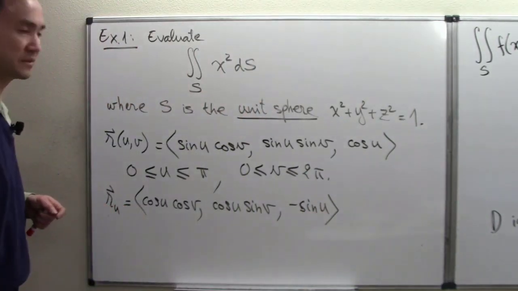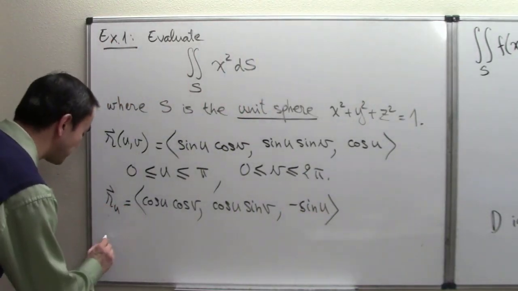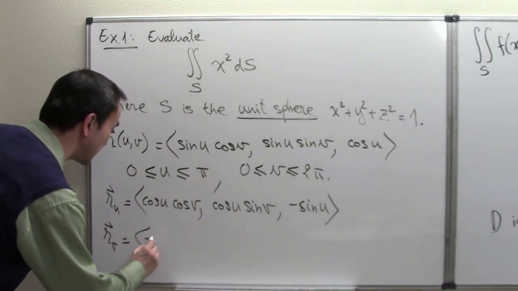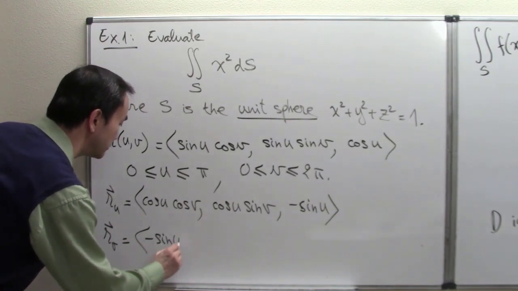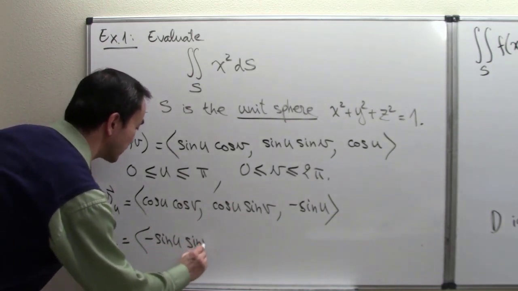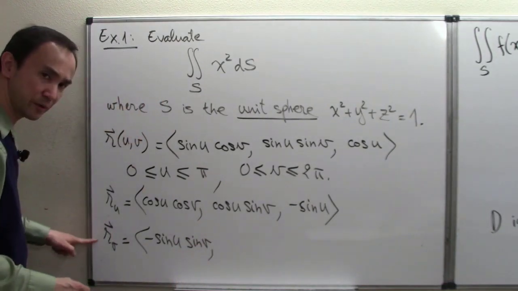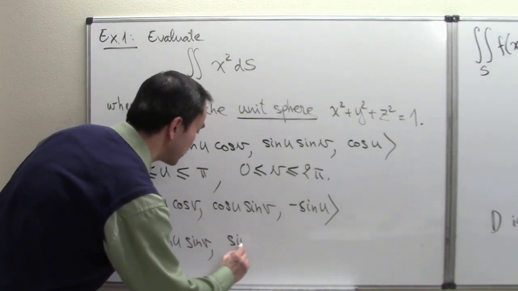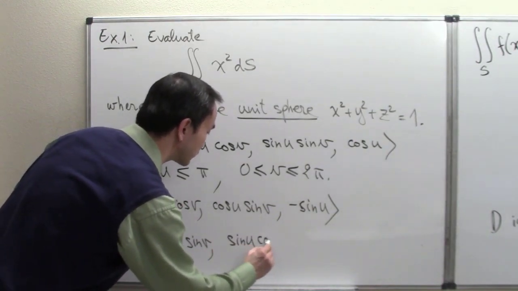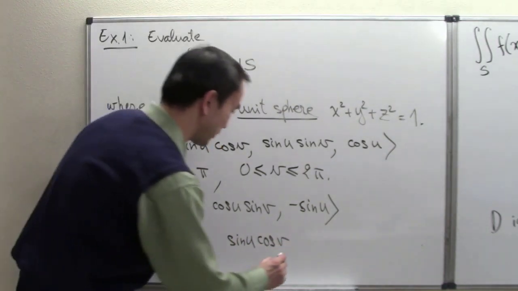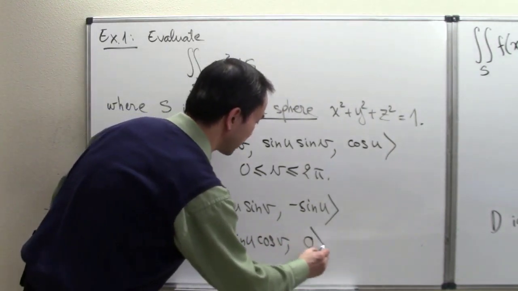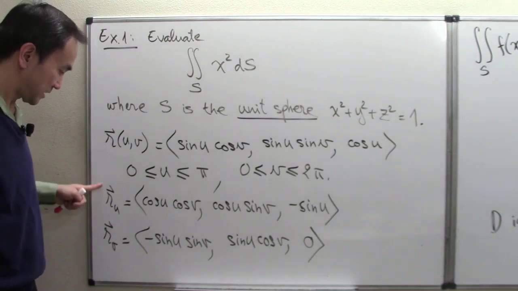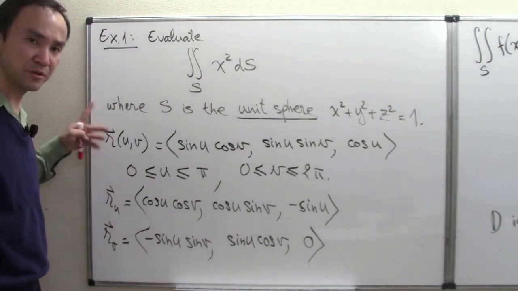All right, so that's R sub u, and then my R sub v here, the partial derivative of R with respect to v, will be minus sine of u sine of v. And now I have sine of u times cosine of v, and the last one here goes to 0 because it's completely in terms of u only. All right, so that's my R sub u and R sub v right out from this parameterization.